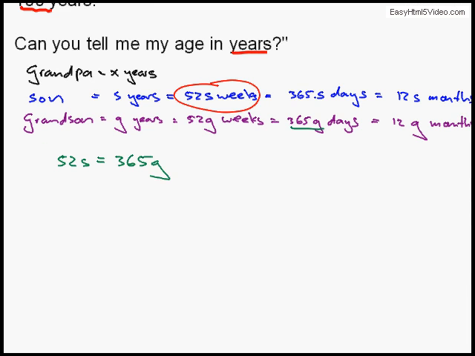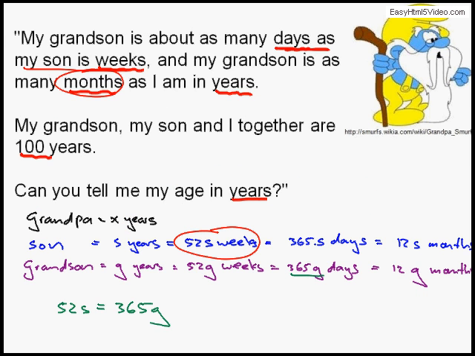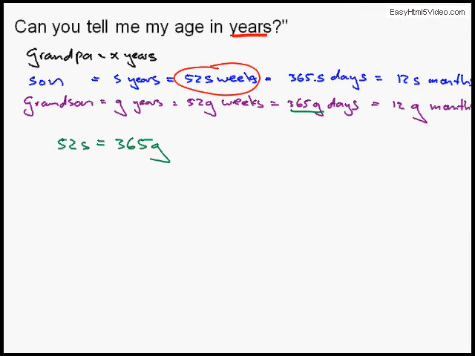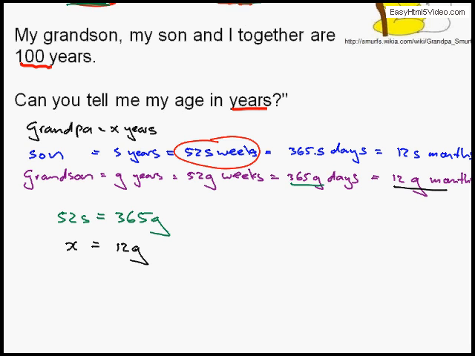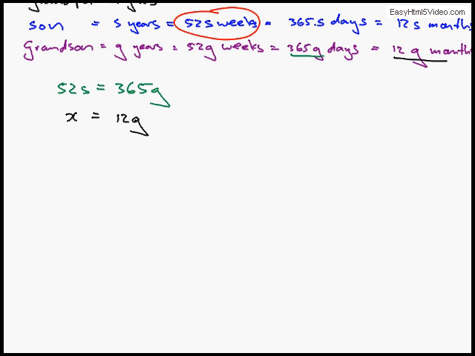Then we also have, going back to the story sum, my grandson is as many months as I am in years. So then we know that the grandpa is X years old, and that is equal to 12G months of the grandson. And then we also have the last line where they say grandson, son, and grandpa together is 100 years. So we can then say X plus G plus S is equal to 100.